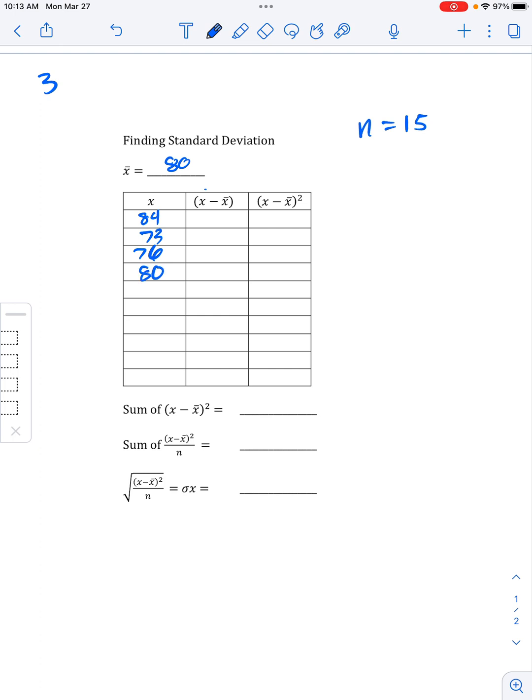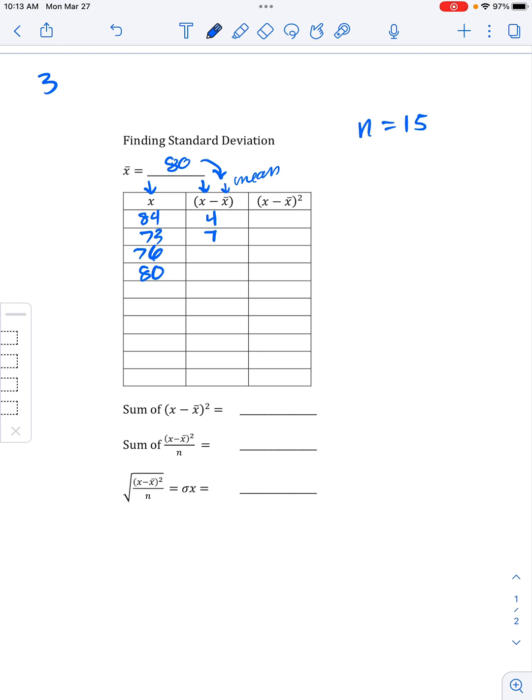Here I'm finding the difference between the numbers from this list, see how they're both X's, and the mean. So I'm figuring out how far they each are from 80. You figure out how far apart they are by subtraction. 84 minus 80 is 4. I don't write negative numbers. 73 minus 80 is negative 7, but I just write 7 because I'm going to square it.